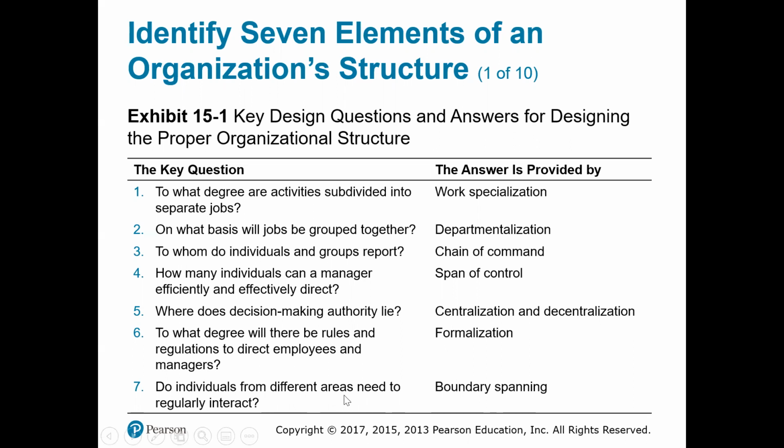Now, do individuals from different areas need to regularly interact? That's what we call boundary spanning. The last element of an organization structure is called boundary spanning. And that means how many individuals from different areas need to regularly interact. Are you interacting with, say, other departments? Are you required to interact with some of your external stakeholders like suppliers? Would the job require you to interact with customers and clients? That's what is called boundary spanning.